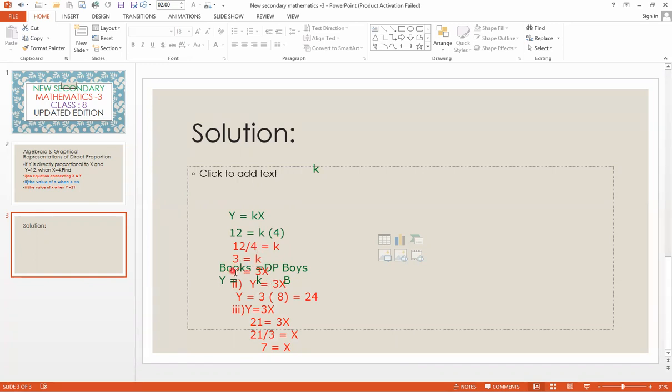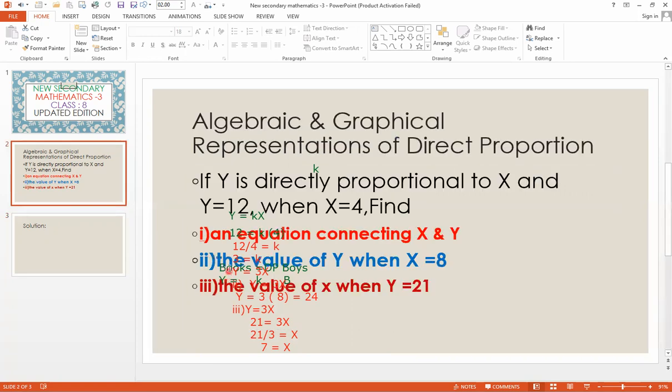Clear ho gaya? And after this, you come to the second part. According to the second part, you have to find the value of y when x is equal to 8. In the given equation, you have to find the value of y by putting the value of x, and you already know the value of k, that is 3. So simply you have to multiply 3 with 8, you will get 24. And similarly, the last step, very easy. y is equal to 21. Look here, 21 is given. So after solving, you will get x is equal to 7.